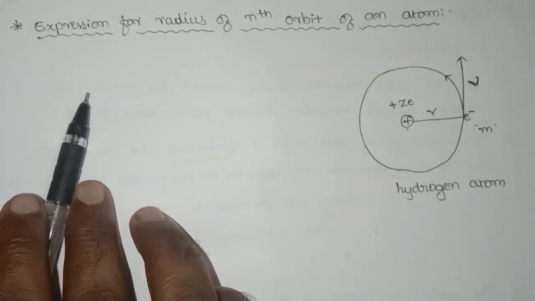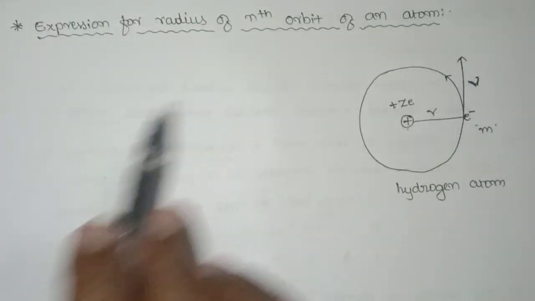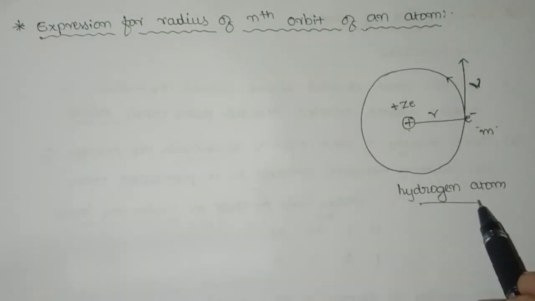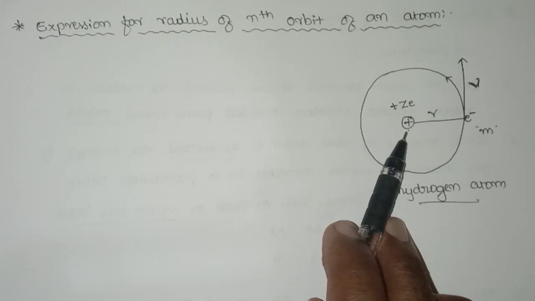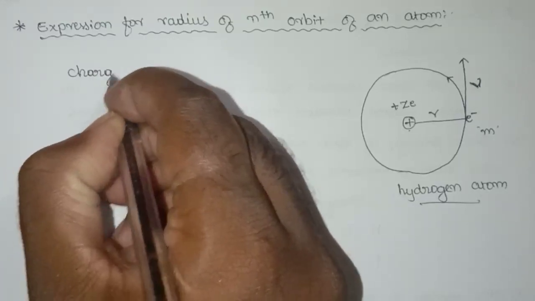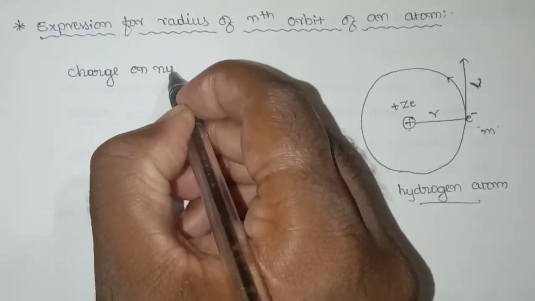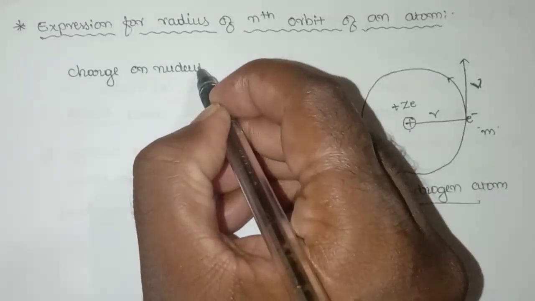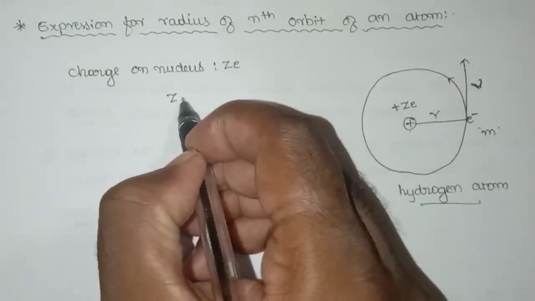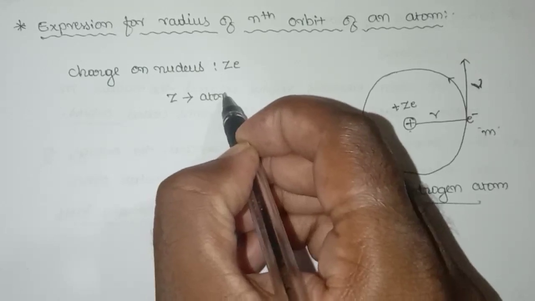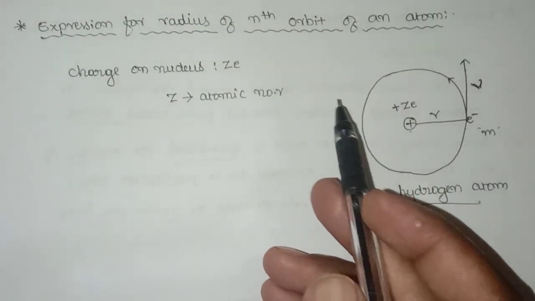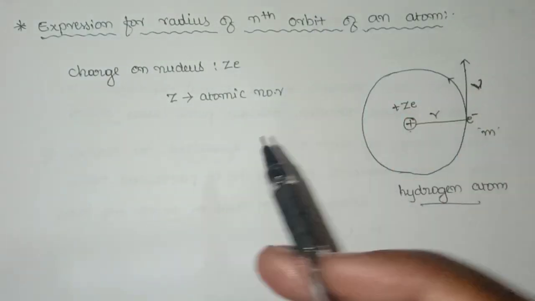Now let us continue with the derivation of the expression for the nth orbit of an atom. Here we have a pictorial presentation of a hydrogen atom, the simplest atom, containing only one proton and one electron. Let me consider the charge present on the nucleus of the hydrogen atom to be Ze, where Z is the atomic number of the atom. Hydrogen has an atomic number of 1, and hydrogen-like species such as lithium and helium ions can also be considered.